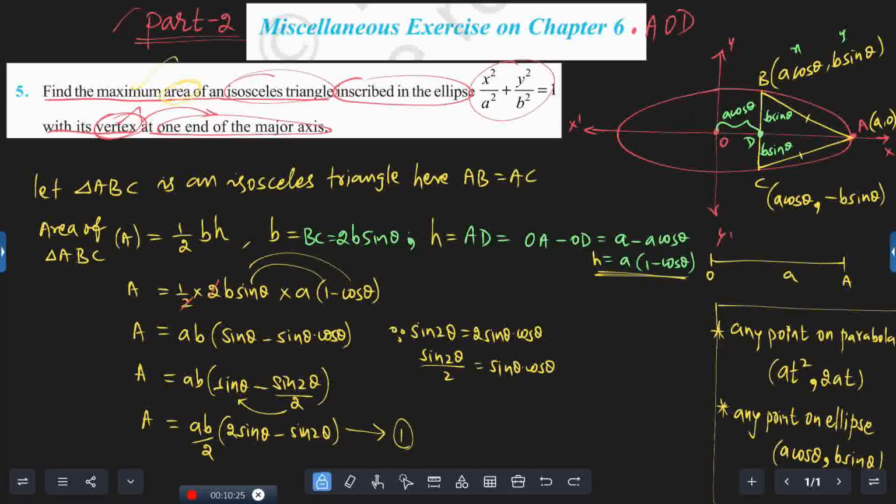But what they asked is the maximum area. What do we have to find? Maximum area. For that you should differentiate this, right? So I am going to differentiate this. Can I take it to the second page? Right. So area A equals AB divided by 2, sin theta minus sin 2 theta.